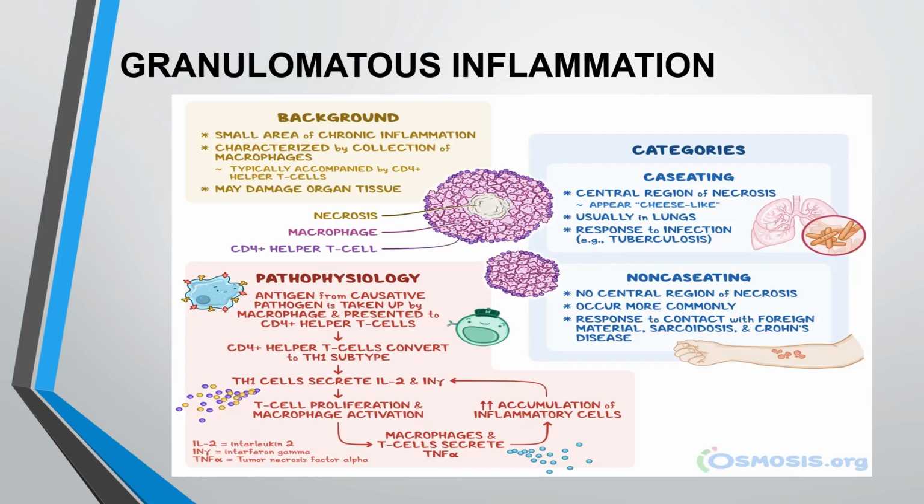There are two types. Caseating granulomas have central necrosis with a cheese-like appearance, the classic example being tuberculosis. And then we have non-caseating granulomas, so no central necrosis. This is seen in sarcoidosis, Crohn's disease, and foreign body reactions. A Histotech pearl on this slide: granulomas often have a tight nodular architecture. Once you see a few, they become very recognizable. Granulomas are the immune system's way of saying, I can't kill this, but I can contain it.